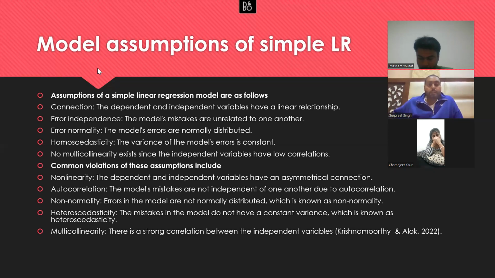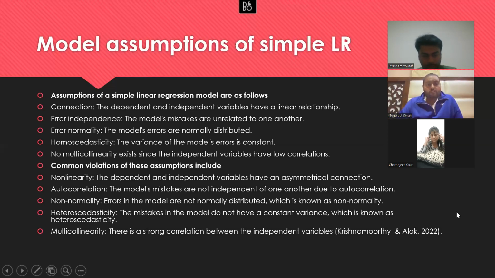Assumptions of simple linear regression models are as follows. Linearity: the dependent and independent variables have a linear relationship. Error independence: the model mistakes are unrelated to one another. Error normality: the model's errors are normally distributed.